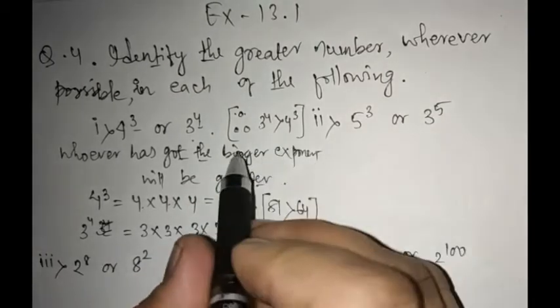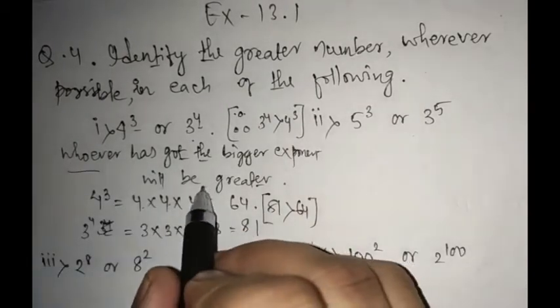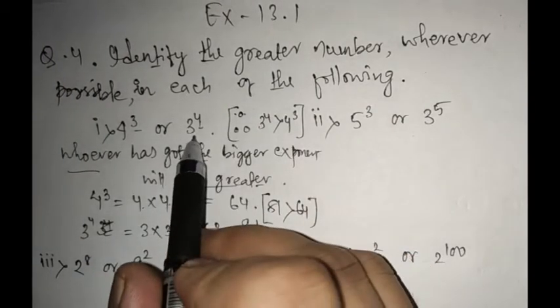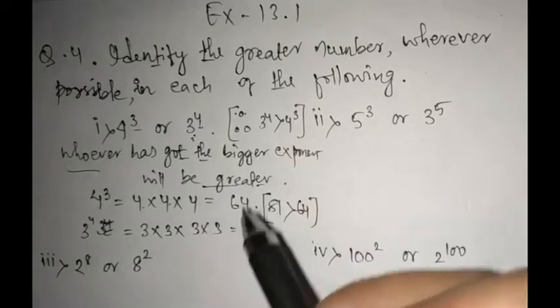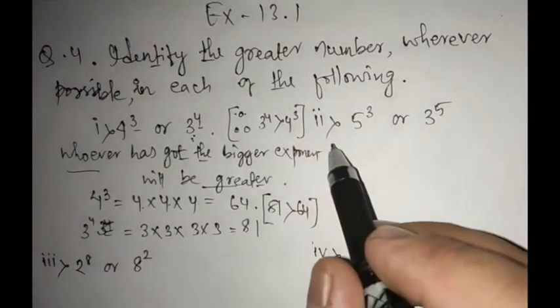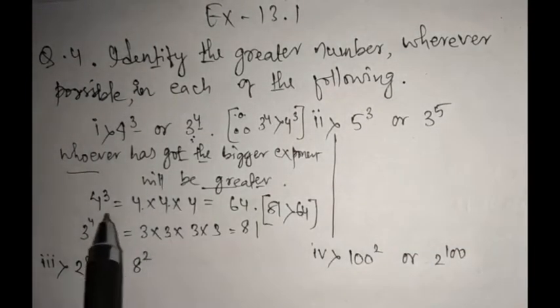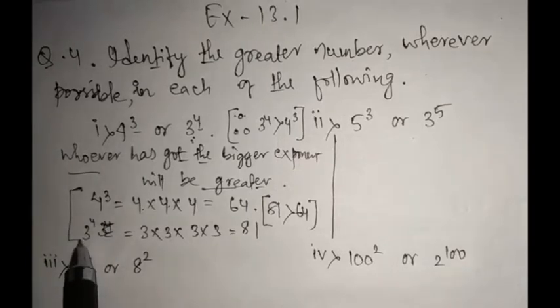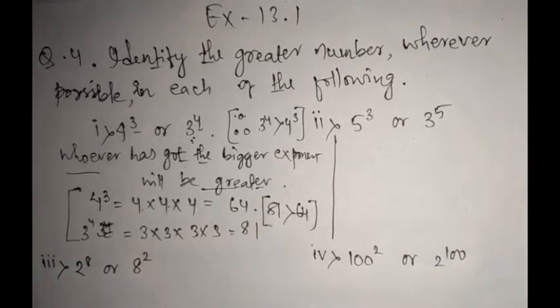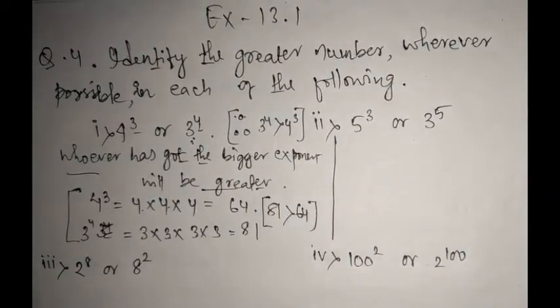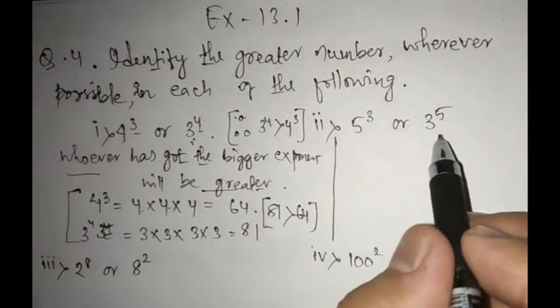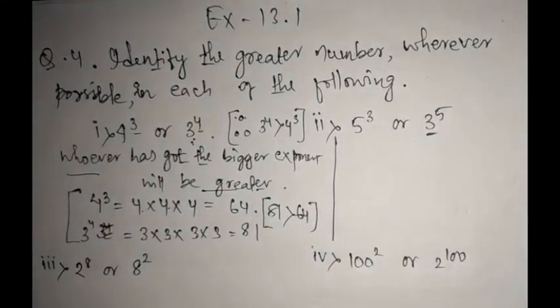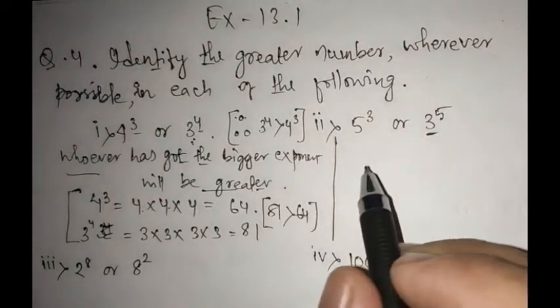So you understood this concept was also okay, no? Whoever has got the highest power will be greater, so 3 to the power 4. In this manner also you can do it. But I will suggest you all to use this expansion method. You will expand the given exponential number, write the value and verify among them. Similarly here also we can directly see that 3 to the power 5 is greater because 5 has got the greater power, or the exponent is higher.